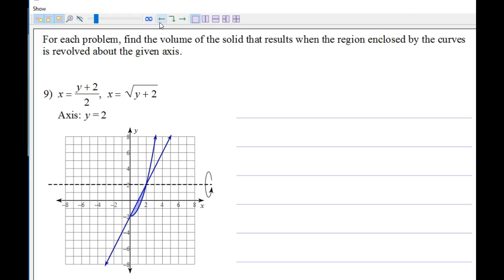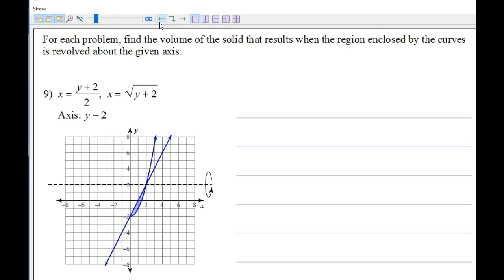Someone with one hand, one person here. I'm going to ask Jordan. Jordan, why do we know this is a dx? Because you can see that the axis of rotation is on the x-axis. There you go. So the way you can tell is because the axis of rotation is horizontal, right? So that's a dx problem.